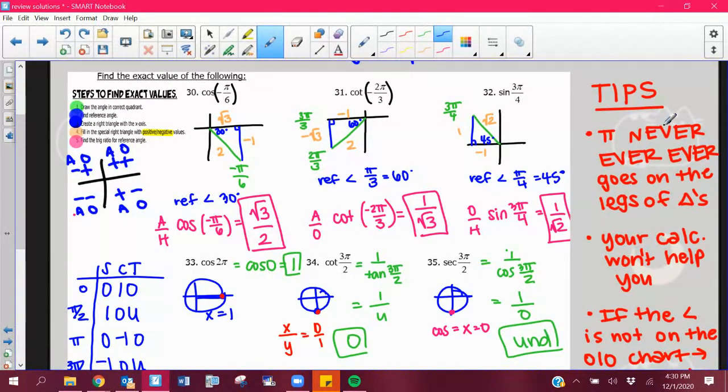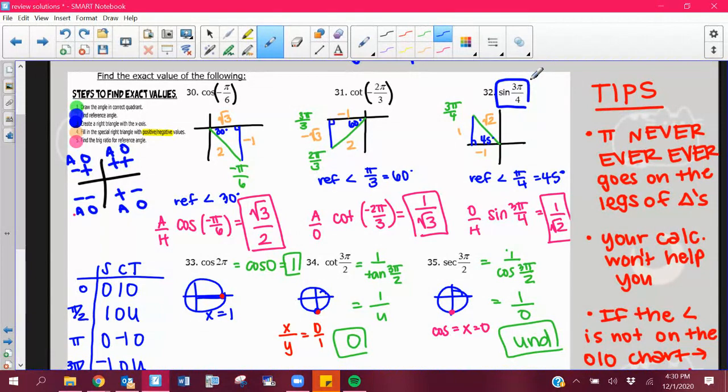Some tips for you. Pi never, ever goes on the legs of the triangles. Okay, this right here is saying find me the ratio with this angle. You're not doing anything with the 3 pi over 4. This is like saying this is 135 degrees. What's the sine of 135 degrees? You wouldn't put that on the side.